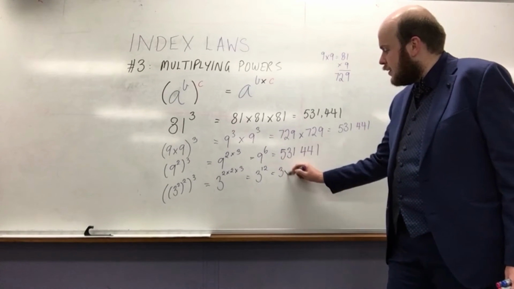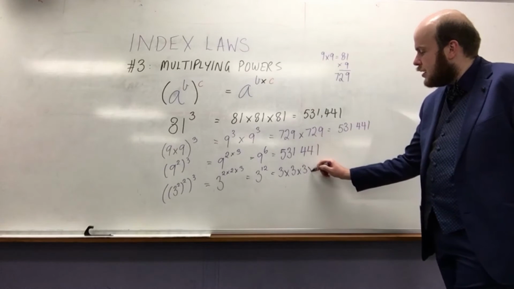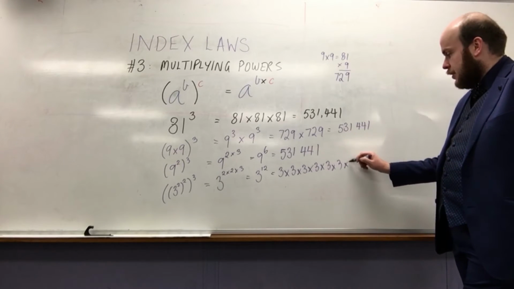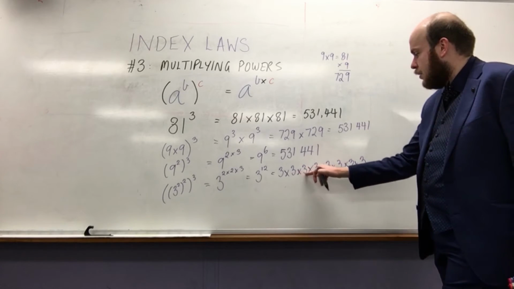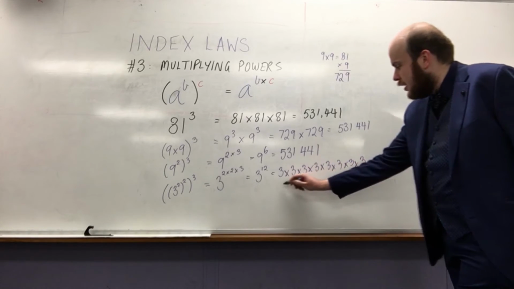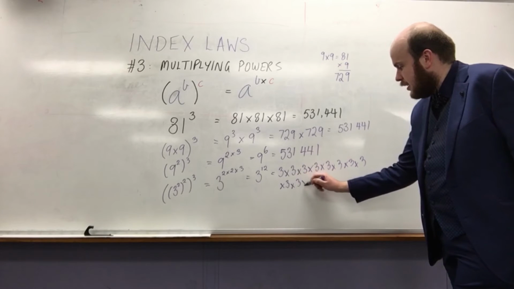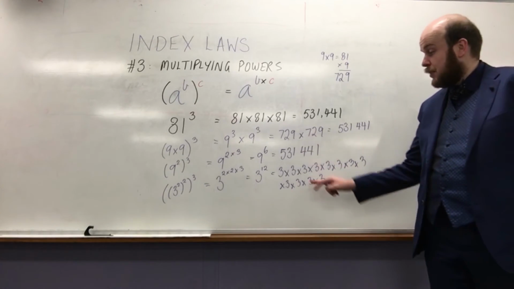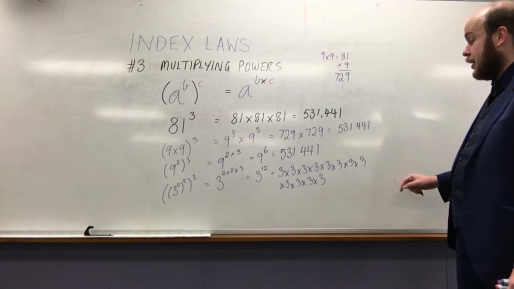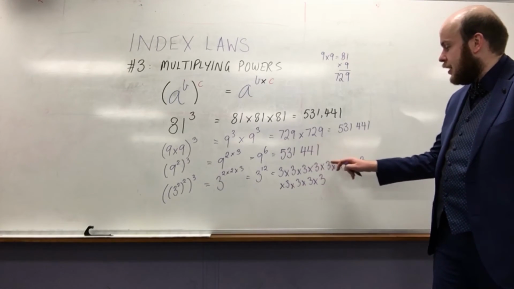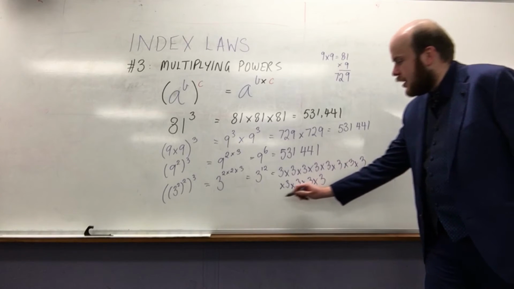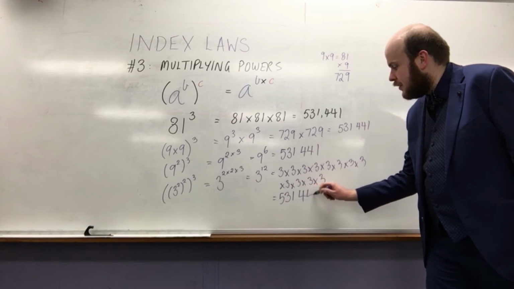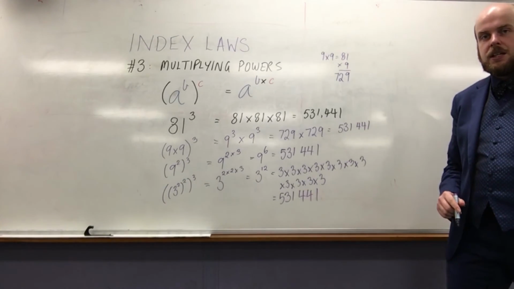So this should be the same as 3 times 3 times 3 times 3 times 3 times 3 times 3 times 3 times 3 times 3 times 3 times 3. 1, 2, 3, 4, 5, 6, 7, 8, 9, 10, 11, 12. Alright, go on, put that in a calculator. 3 times 3 times 3, so that's 9 times 9 times 9 times 9. Wait a minute, that will also be 531,441. And there we go.